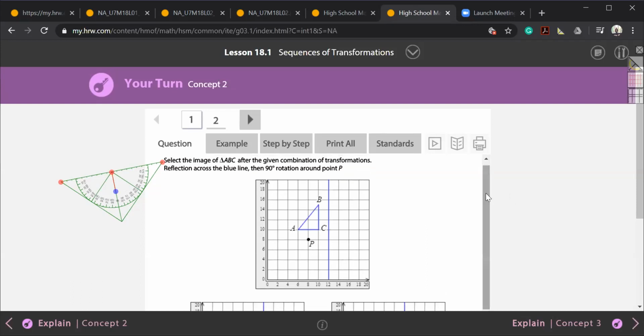Reflection, I should use what? A ruler. I'm going to get a ruler, and then I have to put it straight and measure this distance. What is this distance? It's like 1 square. So counting 1 square from here, B prime will be there. For C, it's 1 square, so C prime will be there. And then for A, it's like 1, 2, 3. So 3 squares will be in here.